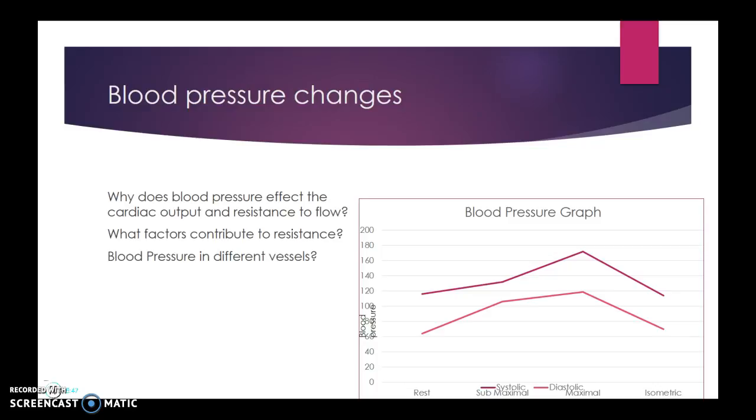From the blood pressure graph, we are able to see our athlete's blood pressure level during different types of exercise. For submaximal, it was 124/106. For maximal, this was 175 and 120, which we can see here. And for the isometric, it was 118/70. From this data, we are able to see how blood pressure ranges from the different types of exercise and the intensity of each of them.